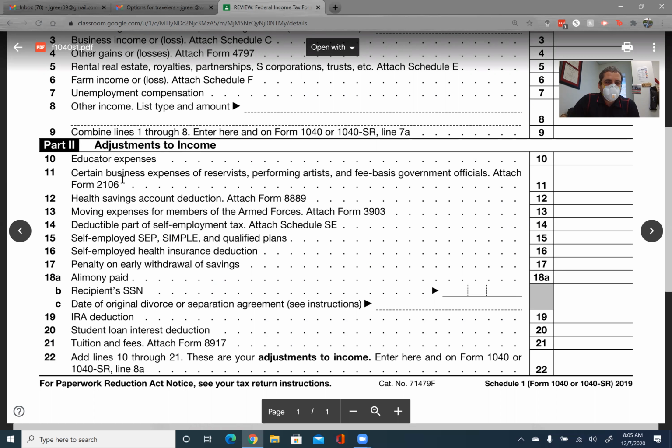Line 11, we're not worried about. 12, we're not worried about. 13, nope. 14, 15, 16, 17, we're not worried. Next one that we're going up to is alimony paid.